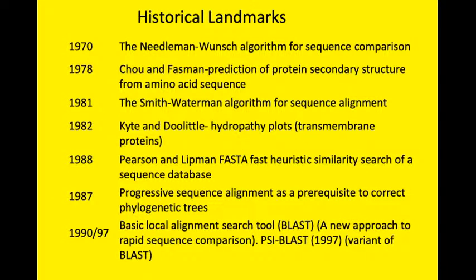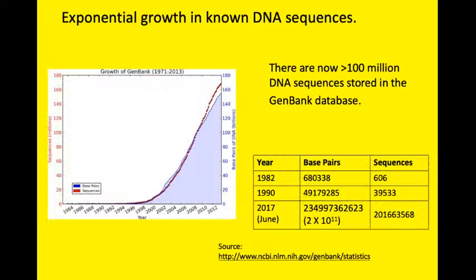Then some historical landmarks in the 1970s in the case of bioinformatics: Needleman-Wunsch algorithm, Chou-Fasman prediction, Smith-Waterman algorithm, Kyte-Doolittle hydropathy plots, Pearson-Lipman FASTA, progressive sequence alignment. Then in 1990, the Basic Local Alignment Search Tool was introduced. Again, here you can see the sequence of your protein. Then there's an increase in the growth of GenBank from 1971 to 2013.